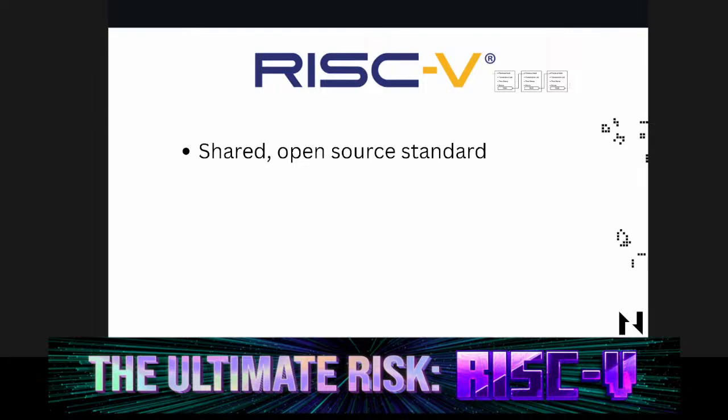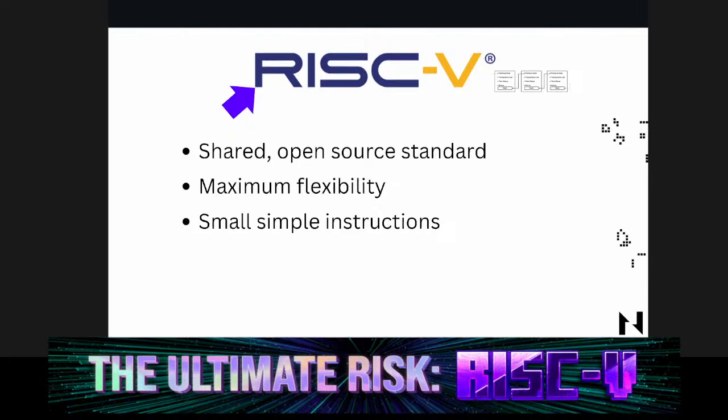So what exactly does RISC-V give us? Most importantly, it's a shared open source standard, and this maximizes compatibility across implementations. And because RISC-V is an actual computer, it provides maximum flexibility to whoever's using it. And the R in RISC stands for reduced. RISC-V is actually a small, simple instruction set, and this makes it quite easy to implement things.